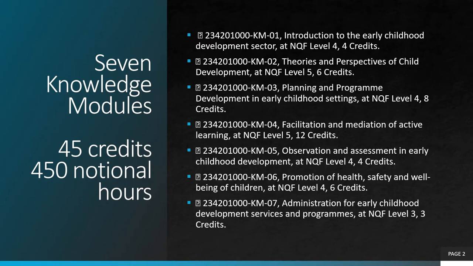and these modules work towards 45 credits. Now, 45 credits equals 450 notional hours. So what does this mean? This means that the average student will work 450 hours doing these knowledge modules. The important aspect here is the average student. Some students might be able to grasp it quicker, but then there are also those that might struggle more and take a longer time to be able to be found competent. Now let's have a look at the seven modules.